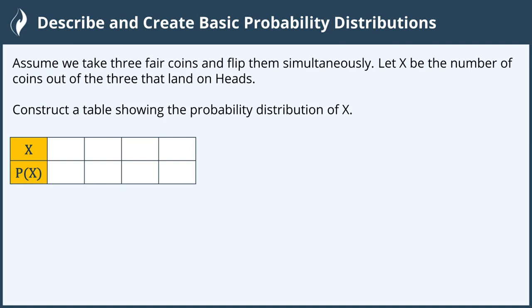Hi everyone! In this video we will describe and create basic probability distributions. Assume we take 3 fair coins and flip them simultaneously. Let x be the number of coins out of the 3 that land on heads. Construct a table showing the probability distribution of x.